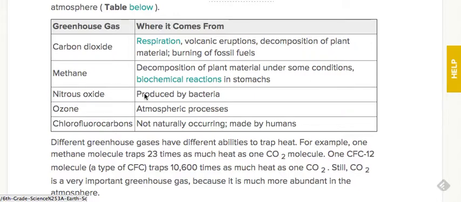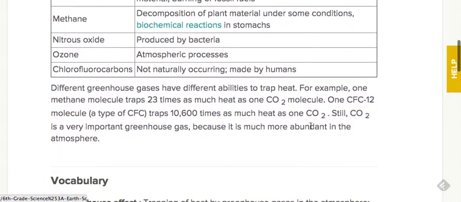Nitrous oxide. This is produced by bacteria. Ozone. Ozone is basically formed as a result of natural atmospheric processes, and then those chlorofluorocarbons. This is the only one that's not naturally occurring. However, it's made by humans and has an impact on the atmosphere.